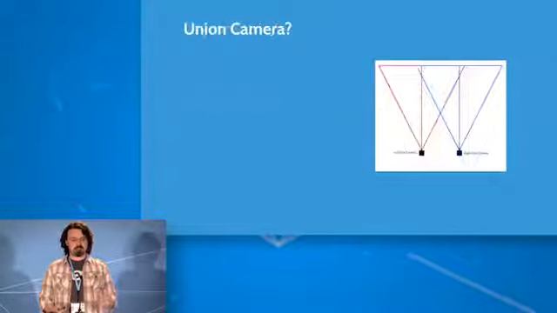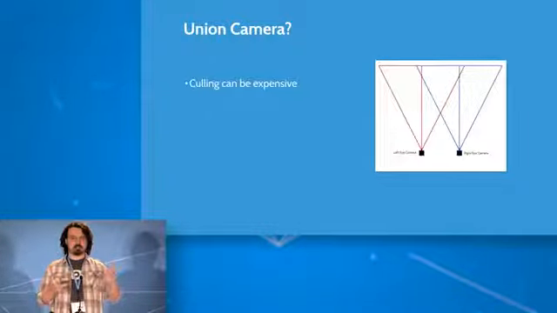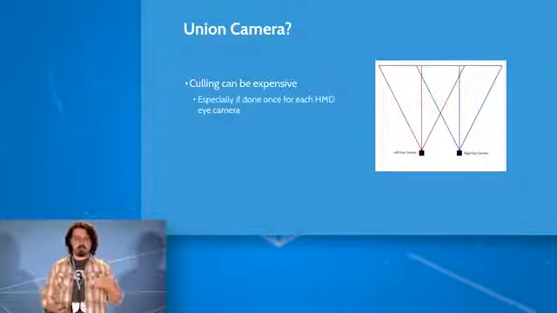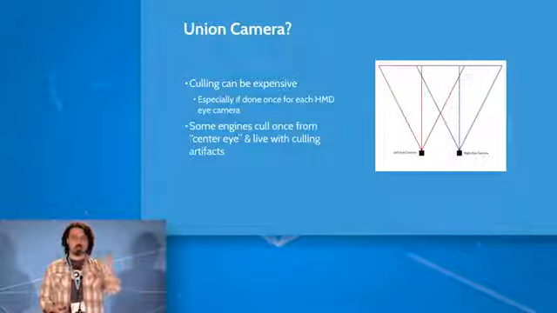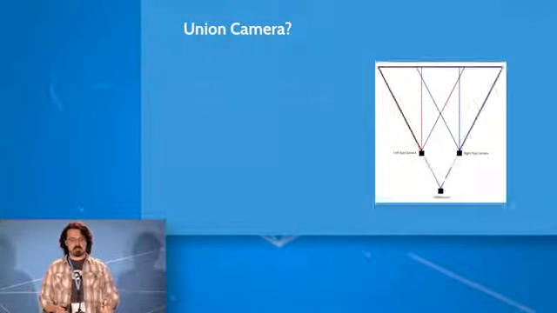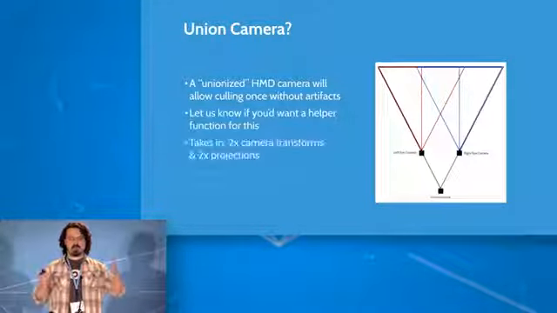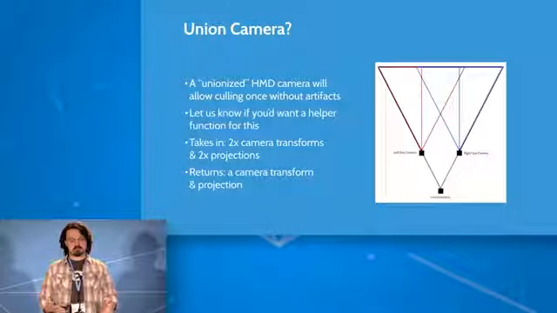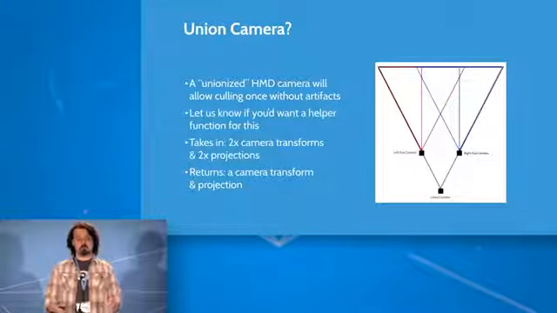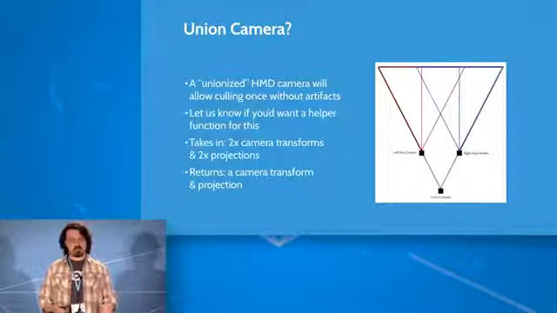So we realize that, trying to cull a whole bunch of stuff and maintain high frame rate, it can get expensive, especially if you have to cull once for each eye of the head-mounted display camera. So some engines just go, you know what, I'm not going to worry about it. Just take the center camera view and just cull once and live with the sliver artifacts that might show up on the sides. And that's where a unionized camera effect would come into play. Essentially, you're creating this frustum that would account for both the camera frustum spaces. We currently don't support this, but if anybody here feels like that is something that would prove helpful to them, definitely let us know. We'd be more than happy to get that into the SDK.